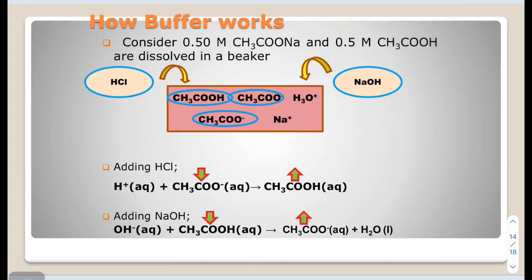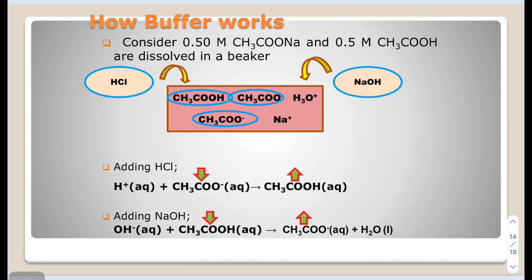So when we write the equation upon the addition of the HCl, it is actually the H+ that reacts with the acetate in the system, and it will produce acetic acid. So during the addition of the acid, the concentration of the acetate will decrease as it reacts with the added H+. The concentration of the acetic acid will increase because it is produced.